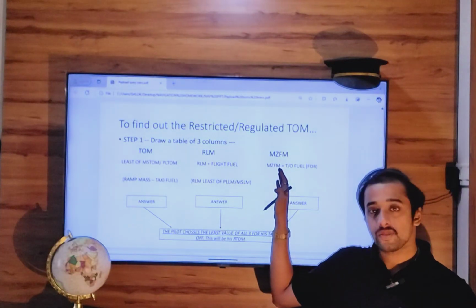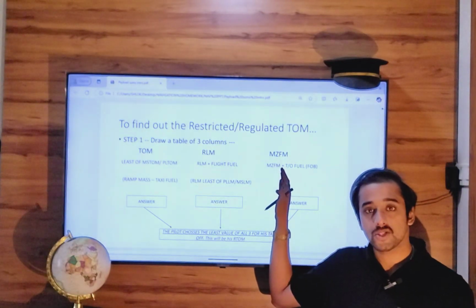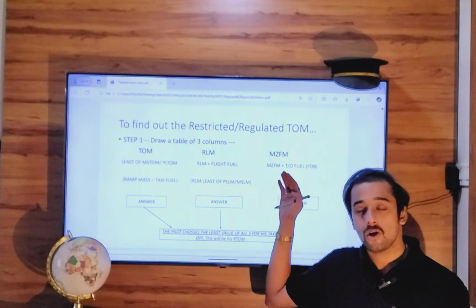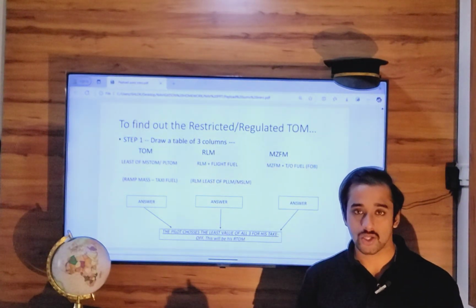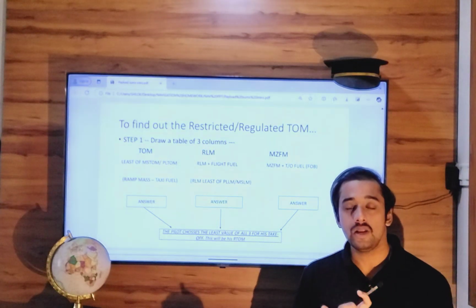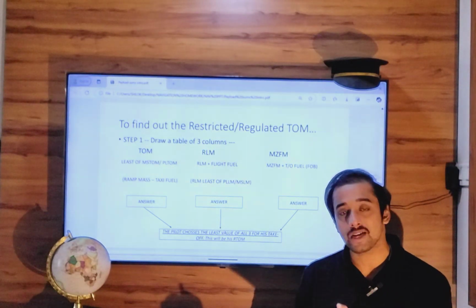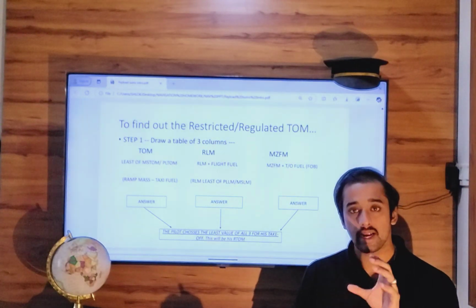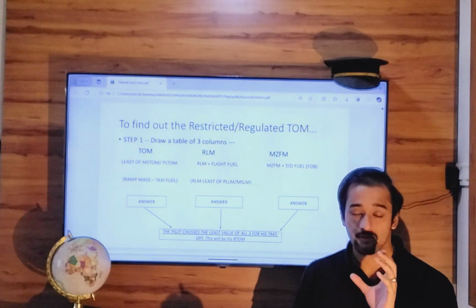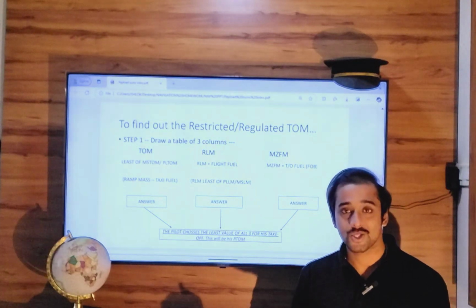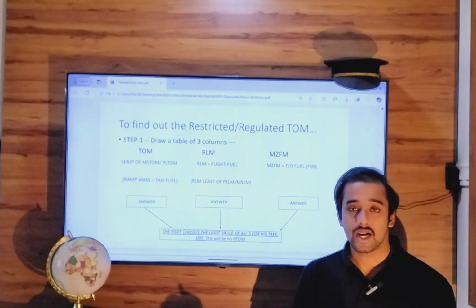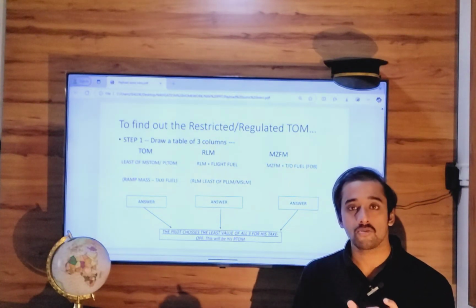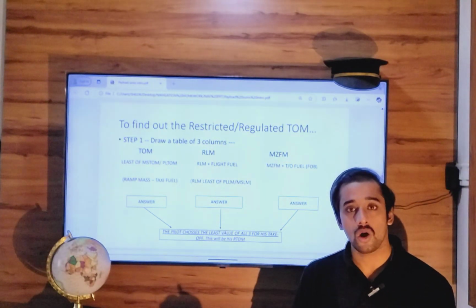In the third column, you have to write the maximum zero fuel mass given to you, and you have to add fuel on board or takeoff fuel to it. Now, fuel on board is nothing but the fuel in the fuel tanks of the aircraft when it is ready for takeoff. That means when the pilot stops the aircraft on the threshold of the runway in order to start its takeoff roll and then take off. So that is the fuel on board in the fuel tanks, also called takeoff fuel.